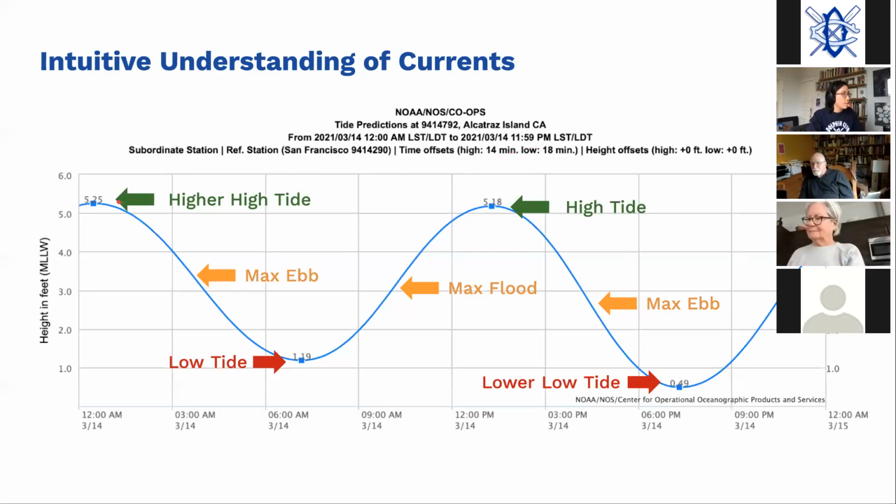Exceptions and idiosyncrasies. I used to have this intuitive understanding of when the max current occurs. When we think of a pendulum, we understand that a pendulum will reach its maximum speed at the bottom of its arc, right? And then it slows down and reaches zero, and then it does that again. So when we think about the tides, which have a kind of pendulum-like motion, we would think that the maximum current happens in the middle of these two points.